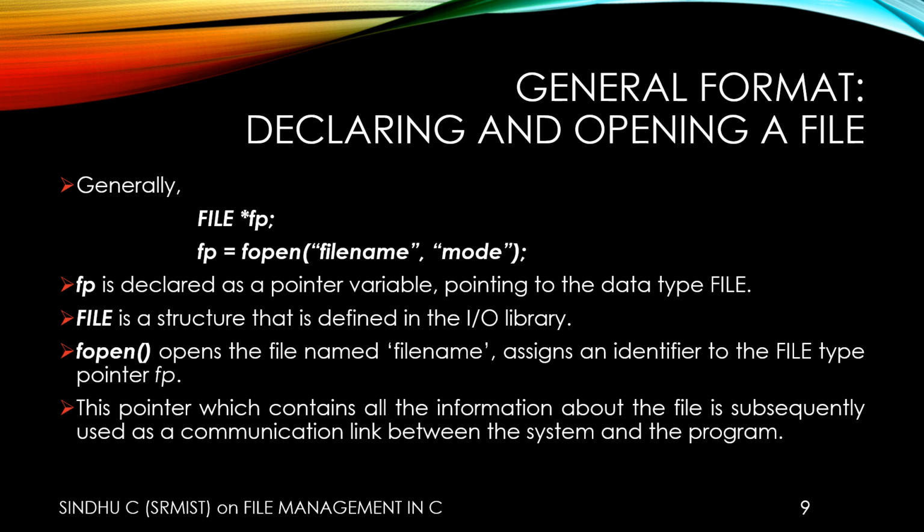Here, fp is declared as a pointer variable pointing to the data type FILE. FILE is a data structure that is defined in the input-output library. fopen is a function which opens the file named file name and assigns an identifier to the file type pointer fp. This pointer, which contains all the information about the file, is subsequently used as a communication link between the system and the program.